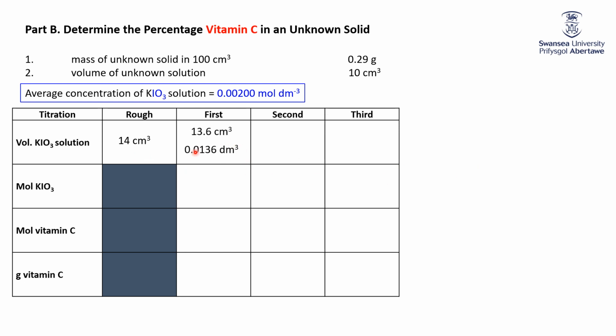First precise one, 13.6 cubic centimeters. And remember, I'm now going to convert that all the way through to cubic decimeters to match up with my concentration. Next one, 13.8. Next one, 13.7 cubic centimeters, or 0.013 cubic decimeters.